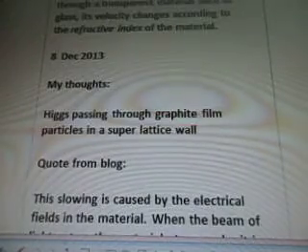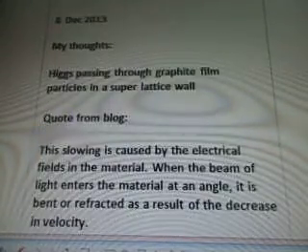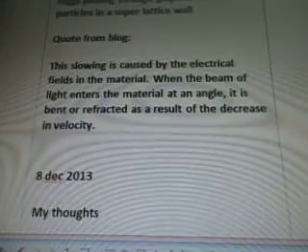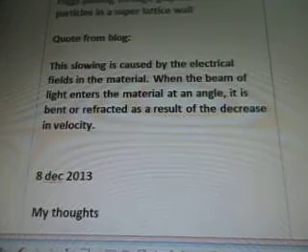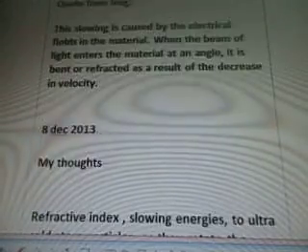December 8th, my thoughts. The Higgs passes through graphite film particles in a superlattice wall. Quotes from blog: this slowing is caused by the electrical fields in the material. When the beam of light enters the material at an angle, it is bent or refracted as a result of the decrease in velocity.